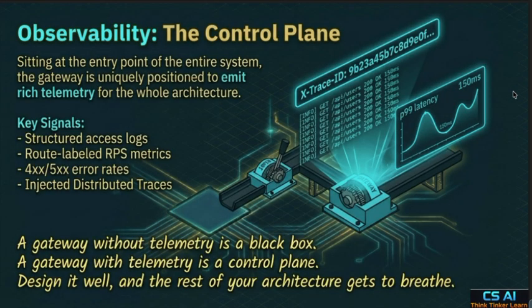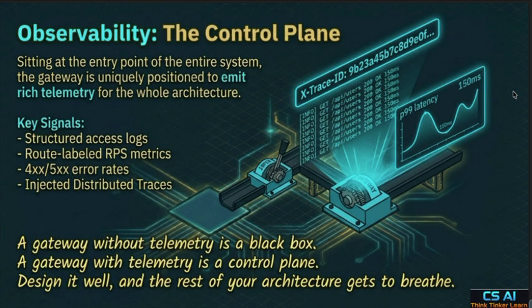Finally, we have observability. A gateway without telemetry is a black box. A gateway with telemetry is a control plane. Positioned at the entry point, the gateway emits rich signals: structured logs, route-labeled RPS metrics, and injected distributed traces. Design this well, and your whole architecture gets to breathe.